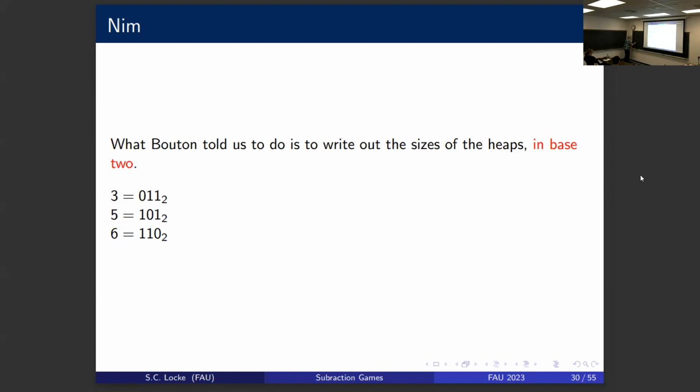What I'm going to do is treat these as if they're in columns, and I'm going to add them. So 1 plus 1 is 0, plus 0 is 0.